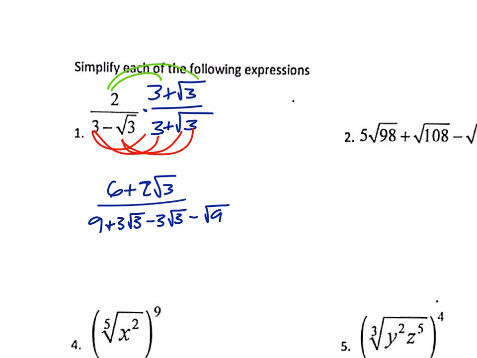So my bottom portion is all going to simplify. These cross out, and then this is just a minus 3, so 9 minus 3, the whole bottom would turn out to be 6. So if we rewrite it, we have 6 plus 2 root 3 over 6, and we can simplify it by dividing everything by 2. So we've got 3, and this turns into a 1, so my final answer would be 3 plus root 3 over 3.